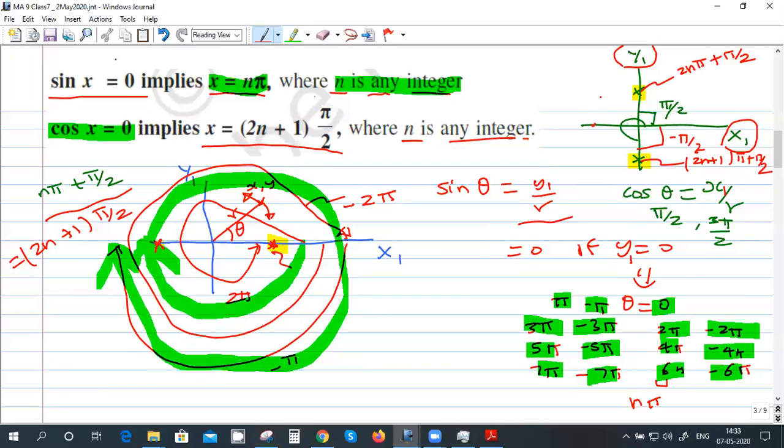Right? And x is 0 at these 2 points, which are marked as yellow. These 2 points, x is 0. Okay. So those 2 angles correspond to pi by 2 and 3 pi by 2.